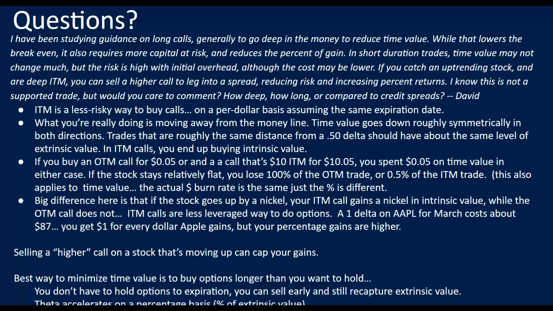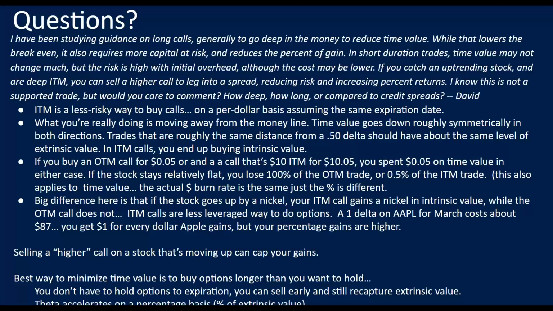So if you go further out of the money, you see the option prices go down. That's right out of the money, it's all extrinsic value, the price goes down. In the money, it gets complicated because you have intrinsic value that you're buying and extrinsic value, but the time value or extrinsic value goes down roughly symmetrical as you move away from the price of the stock. So trades that are roughly the same distance from a 50 delta should have about the same level of extrinsic value. Okay, so a 60 and a 40 should have about the same time value.